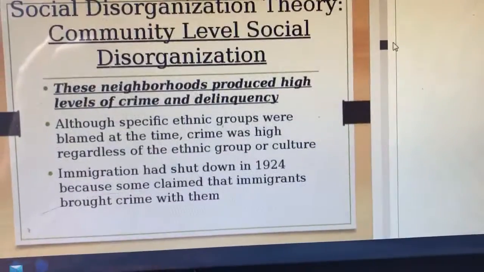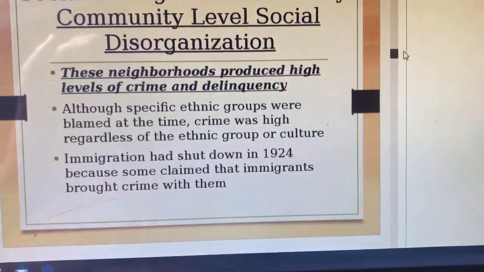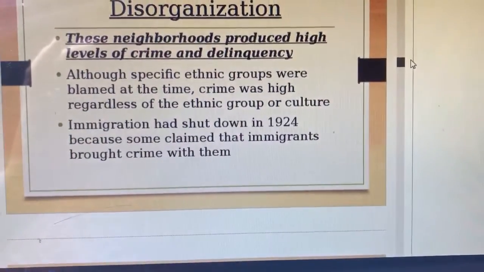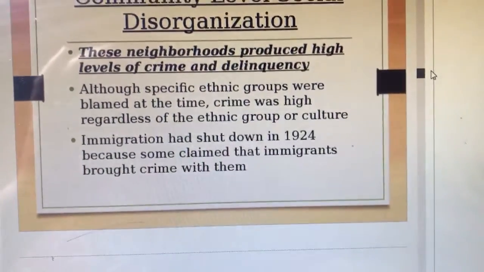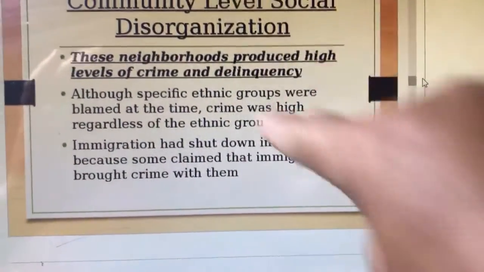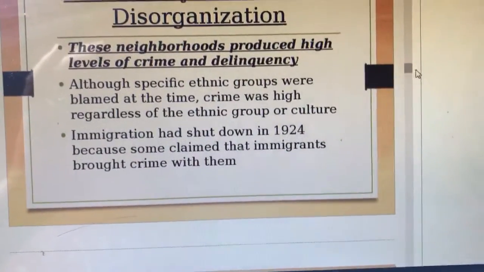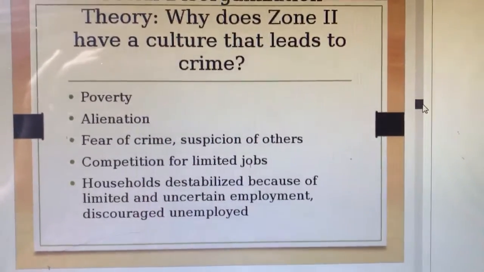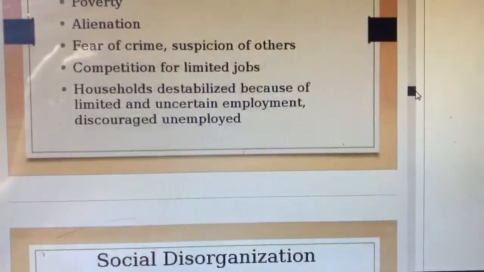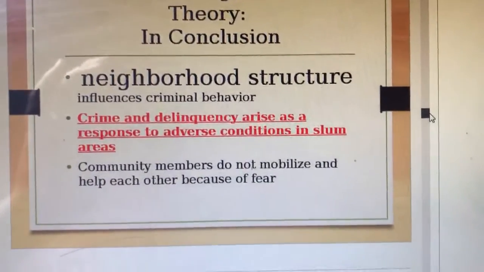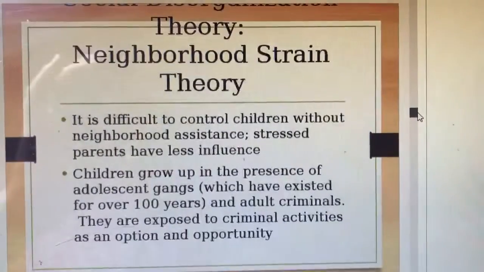And you can look through this without me, but just in general, it said, immigration, people always want immigrants kicked out. They always say, immigrants bring so much crime. But what he says is it's not really the immigrants, it's that zone 2. All right. Why does zone 2 have so much crime? Well, they're alienated. They're suspicious of each other. They don't have a lot of jobs. It's a slum area.